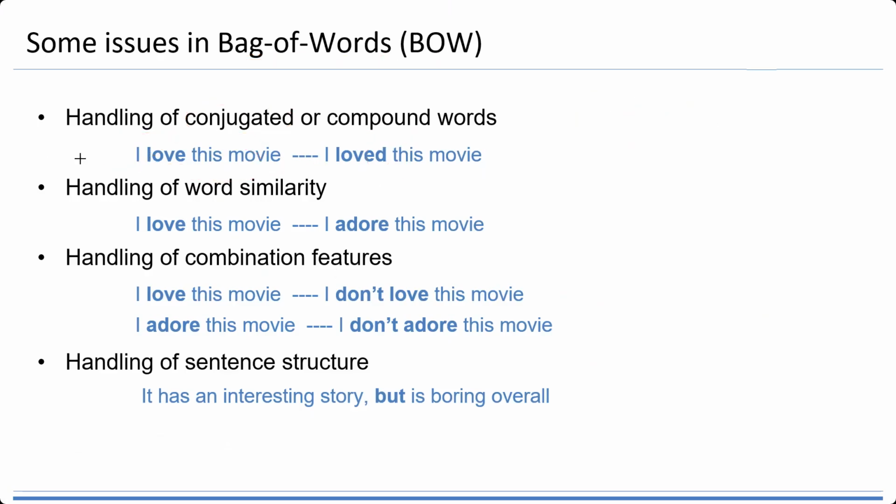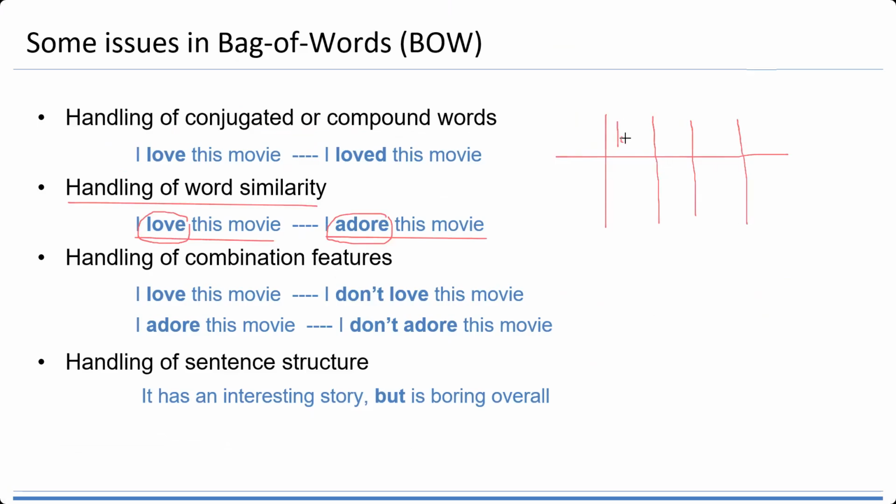The other issue with the bag of words is if there are some word similarities. So, I love this movie. I adore this movie. The word love and the word adore are similar. But when you do it with the bag of words, you will see the word love, there will be one, and the word adore, there will be one.